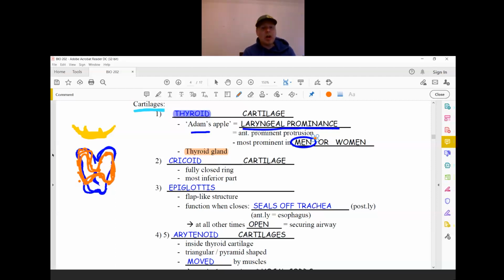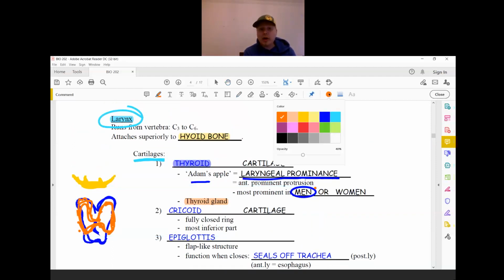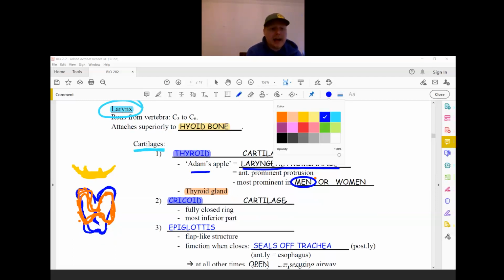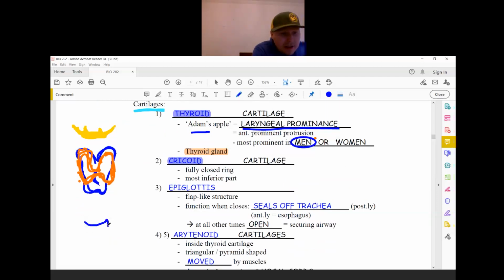Next piece of our larynx that we're going to be having a look at is our cricoid cartilage. Cricoid cartilage is actually the most inferior part, so the lowermost part of the larynx, and it's the only part of the larynx that forms a fully fused ring. So that's located there, if you want to consider that.